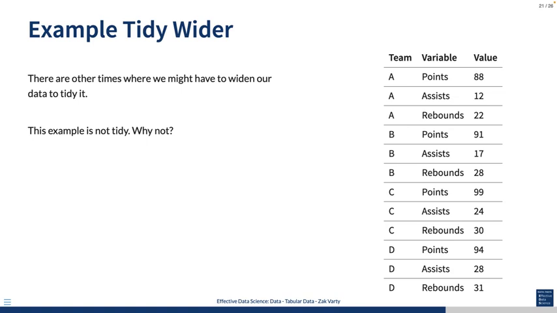In our second example then, we'll see some more non-tidy data, and this is the data that we've seen already. It's the teams data that we saw earlier. You might want to take a minute now and just ask yourself why this example isn't tidy. Go ahead and pause the video if you like.